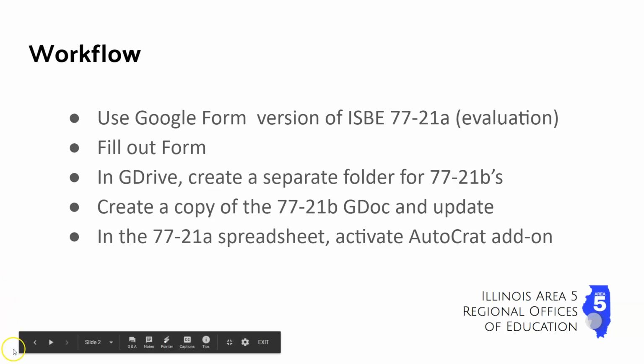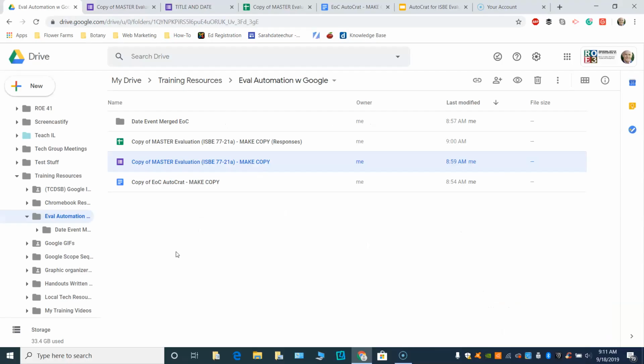And here we go. So in my Google Drive, I have created a folder just for this project. And so you can see that I have the form, I have the doc, that's the evidence of completion form, I have the spreadsheet. So I've already filled out a copy of the evaluation form so that there's something on the spreadsheet. And I've also created the folder for the merged evidence of completion forms. All right, so if you haven't done that yet, take a minute to do all of that.